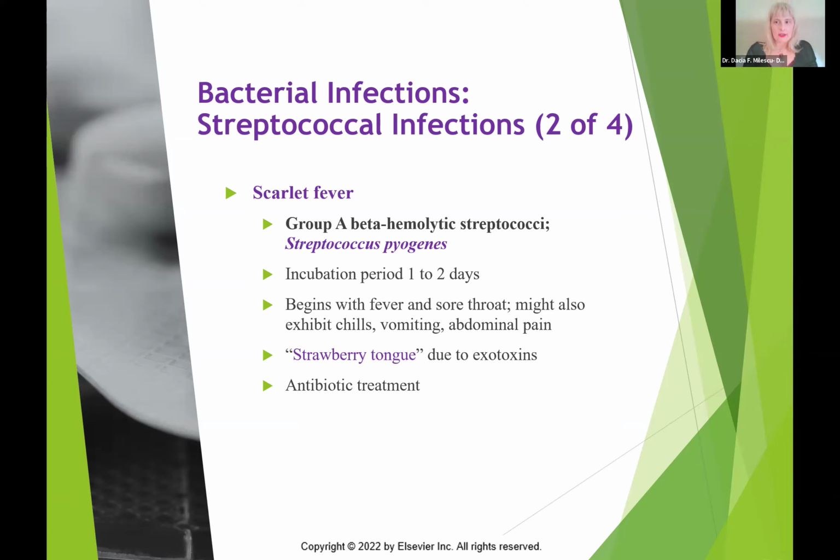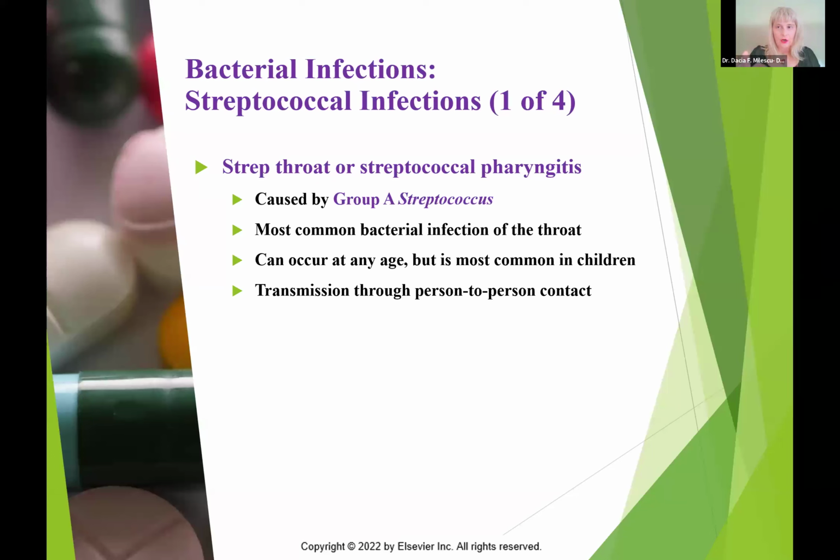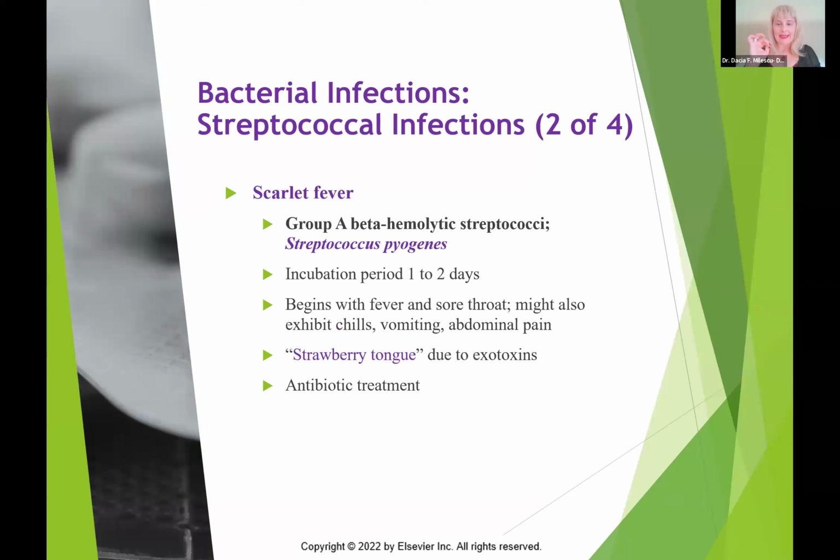So now the next one is scarlet fever. So scarlet fever is group A beta hemolytic. So what's the difference? Let's go back one. So group A causes streptococcal pharyngitis. Why am I pointing this out? Because this is a common test question. Now watch this. Group A beta hemolytic causes scarlet fever, okay? So what's the difference? Well, it's just a little bit different because it causes different symptoms, okay?